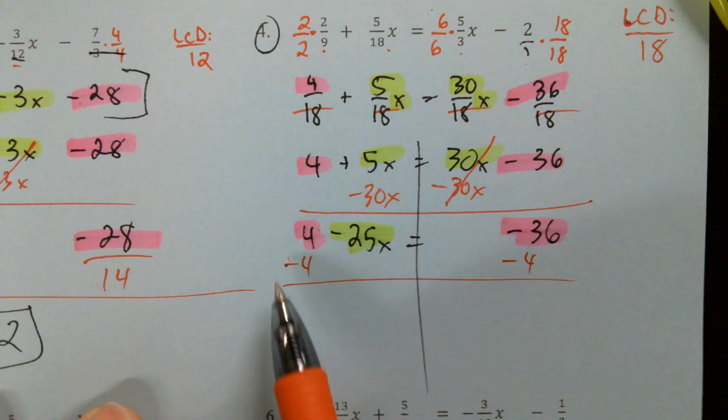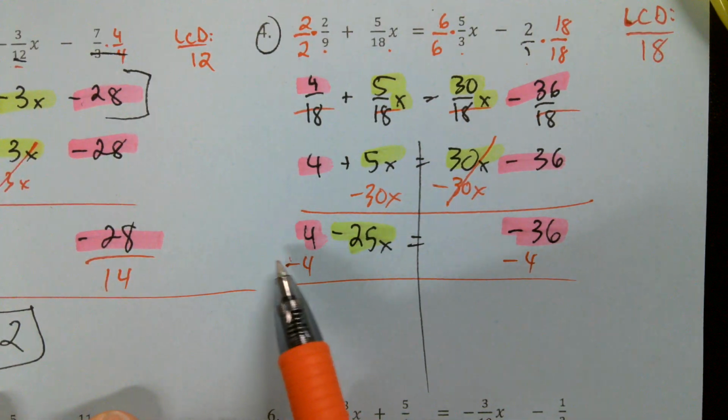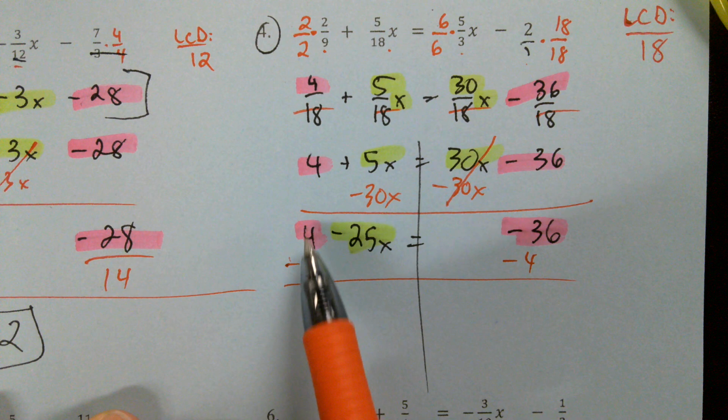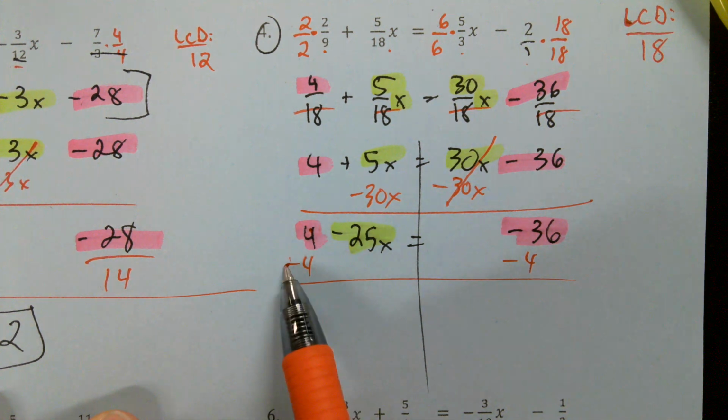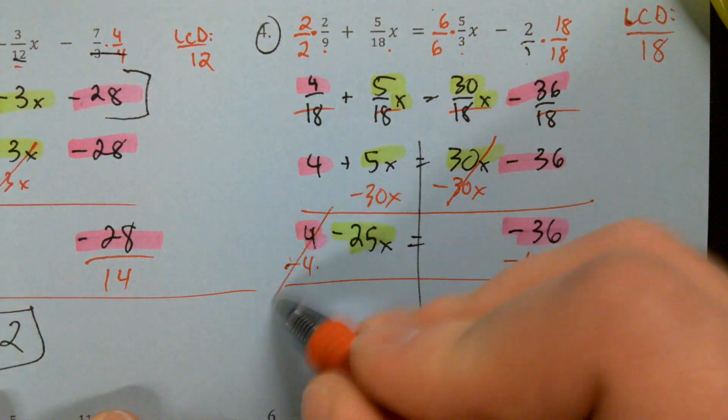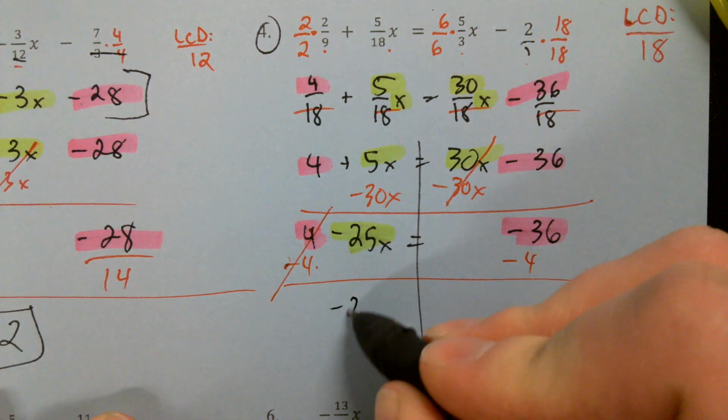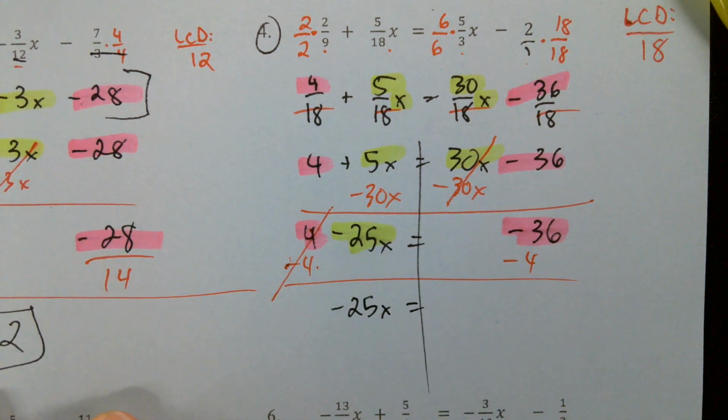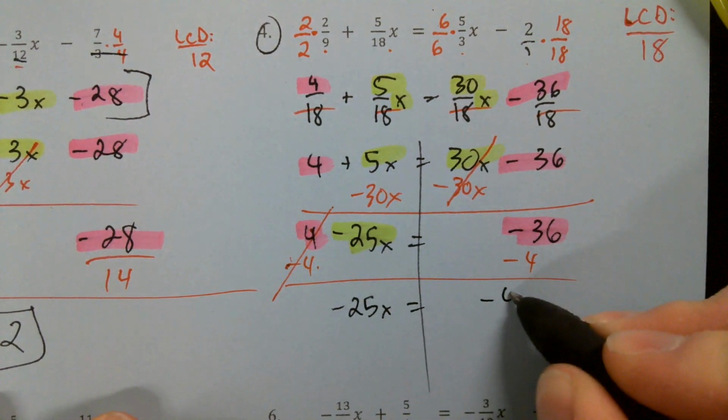I know that's confusing because we don't see a plus in front. But remember, we want to cancel these out. 4 minus 4 is 0, so we can cancel those. We're left with negative 25x equals negative 40.